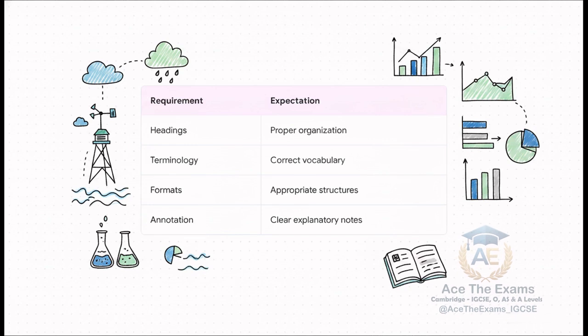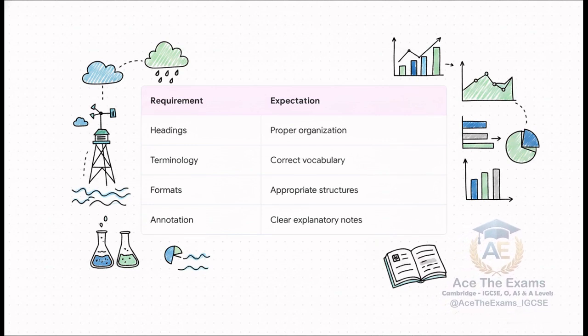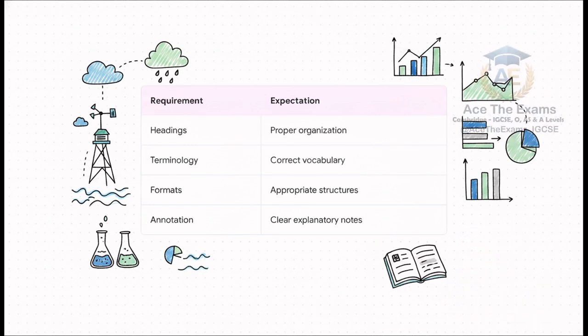And they want clear annotation that explains your findings. You literally cannot just dump raw numbers onto the page and expect the examiner to figure out what you mean. Your data interpretation skills must be showcased clearly, logically, and professionally. Make it incredibly easy for the examiner to give you points.